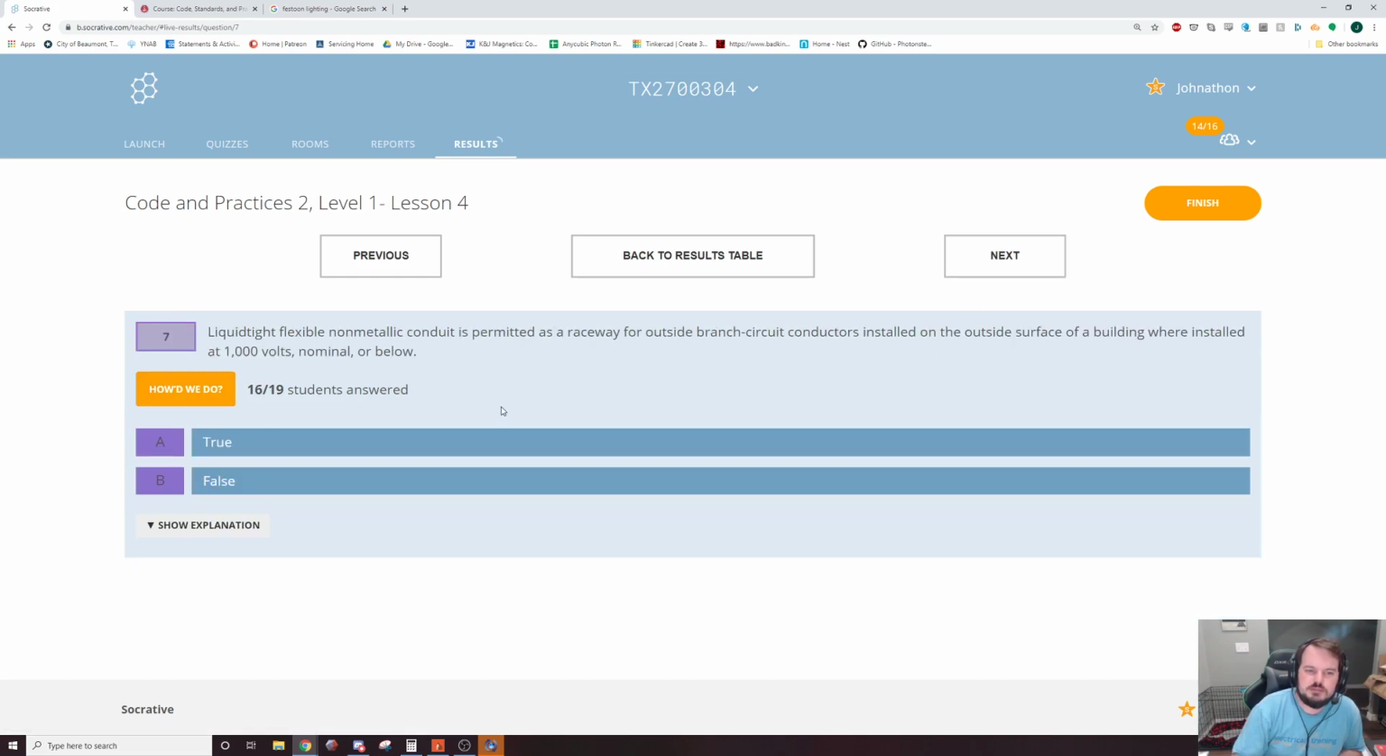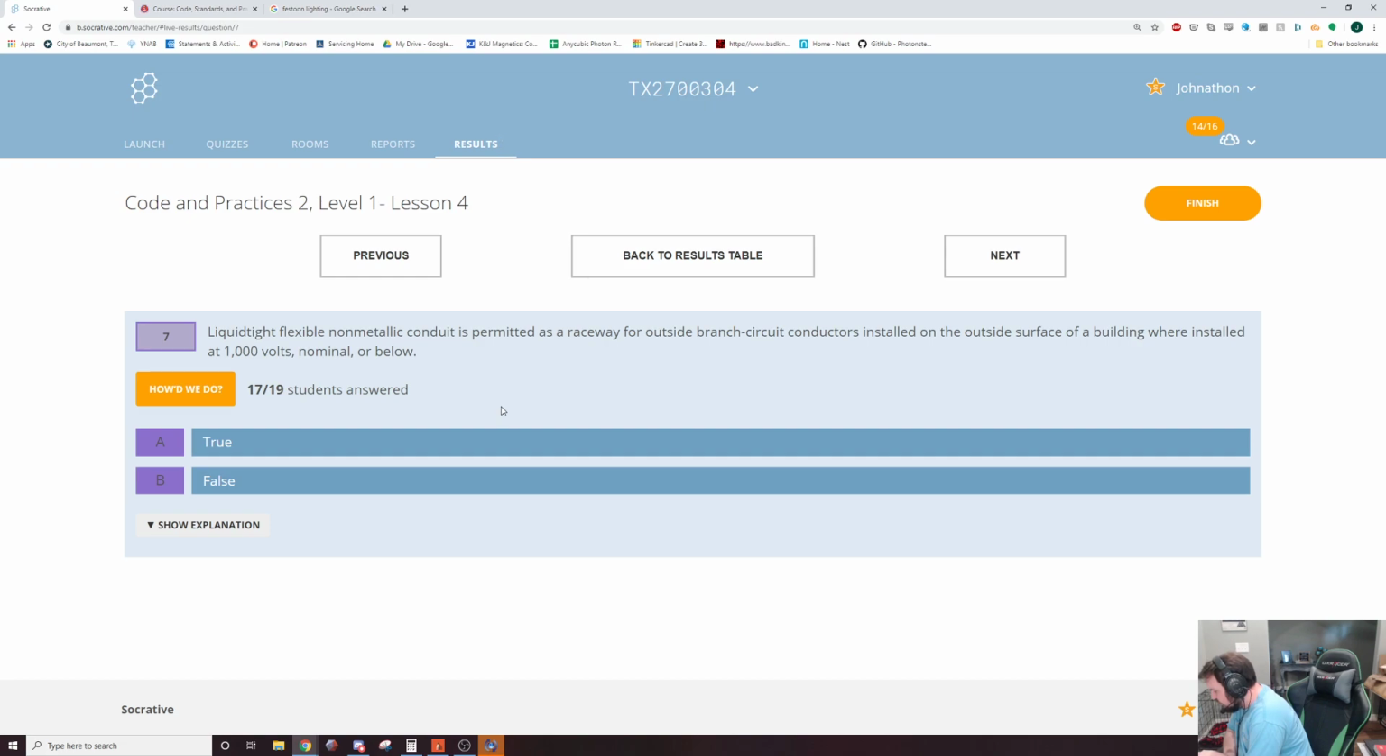Alright. Liquid tight, flexible, non-metallic conduit is permitted as a raceway for outside branch circuit conductors installed on the outside surface of a building where installed at 1,000 volts or below. So this is outside branch circuits, which was Article 225, and we can look in there.